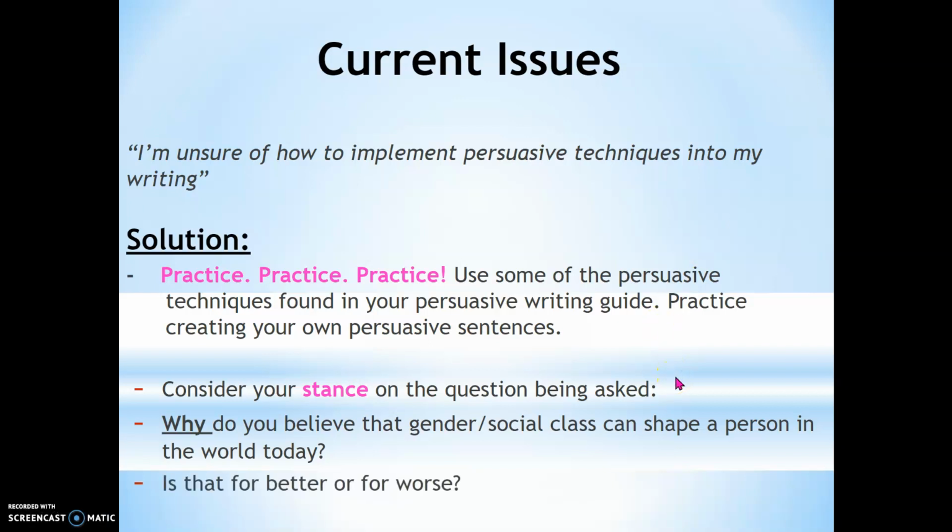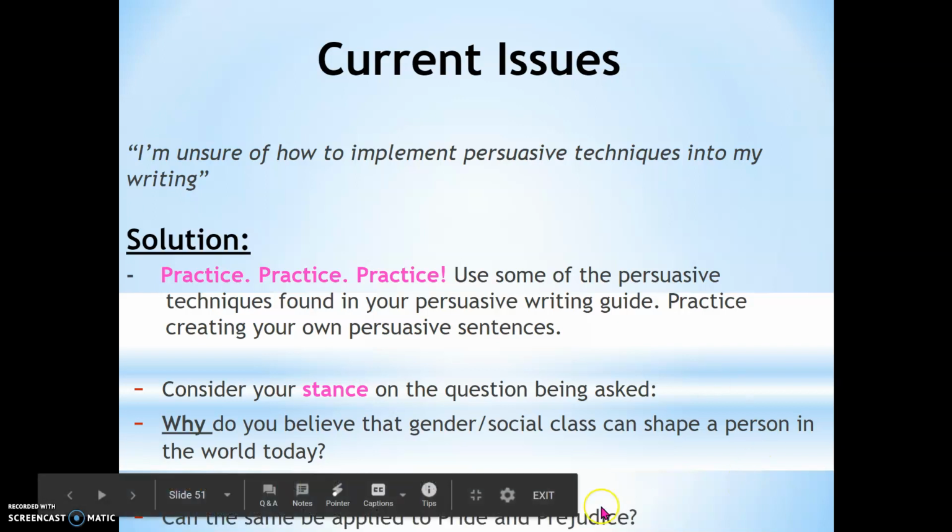So there's some solutions that I have, but also when you've decided why or why not, do you think it's for better or do you think it's for worse? So if society basically treats women a certain way and that shapes women into the people that they end up being, is that a good thing or is that a bad thing? And then once you've got some kind of argument or some kind of opinion, you can then start to write about that with some reasoning. So practice, okay? Consider what's my opinion on the actual question being asked, and is it a good thing or is it a bad thing? All right.